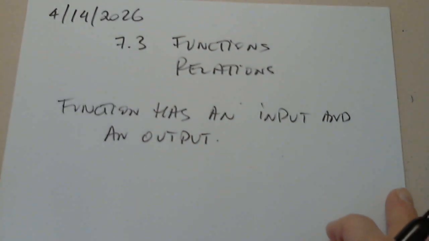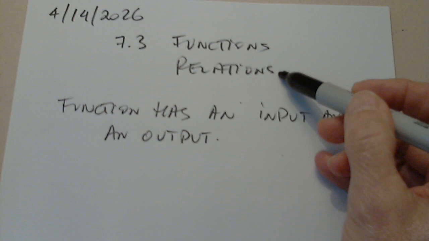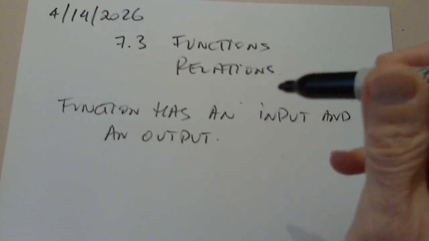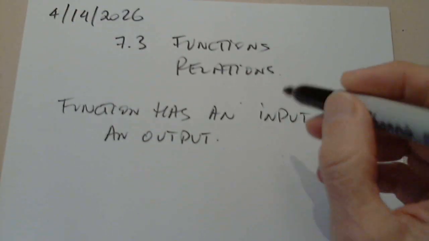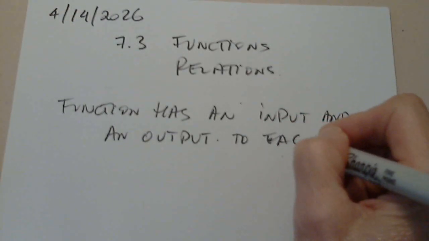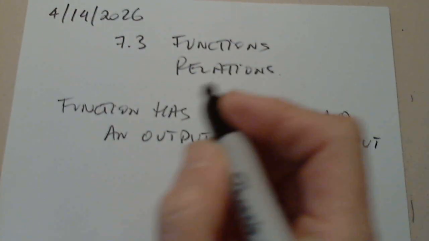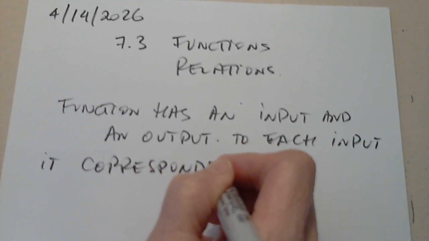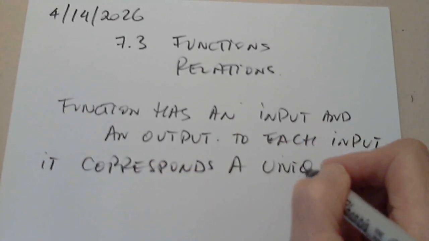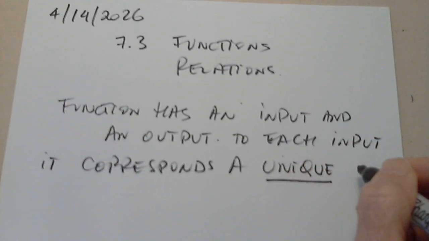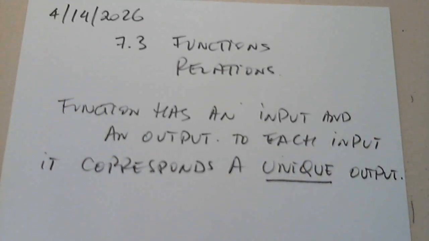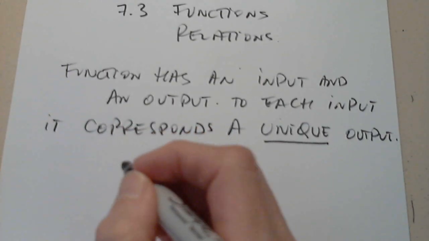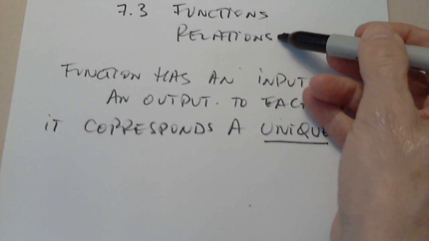In addition to that, which is not characteristic to relations, the difference now between functions and relations: a function has an input and an output. To each input, it corresponds a unique, only one, a unique output. So let's illustrate, and then we're going to see the difference between these two.